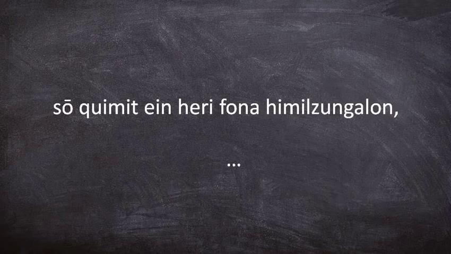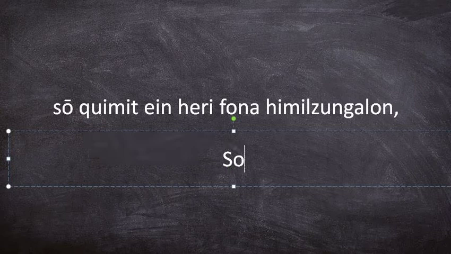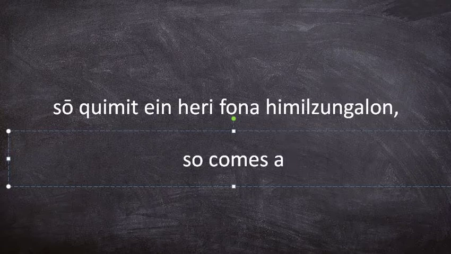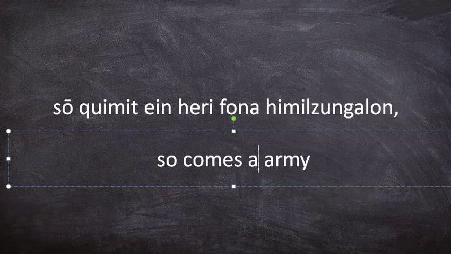"Sô quimit in heri fona himile zugalon." What does this mean? Okay, we'll find out. So we got "thus", if you will, "quimit". This is again from the verb "queman", meaning to come. So comes, "in", later "ein", so comes in. And "heri" means army. Army comes in.